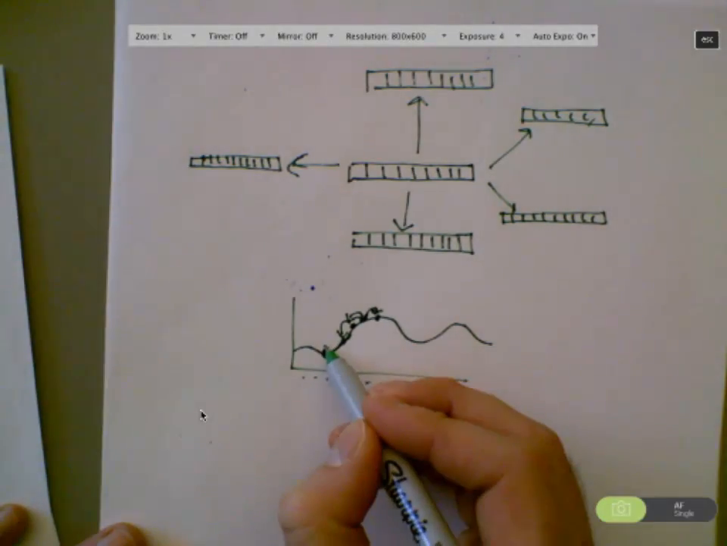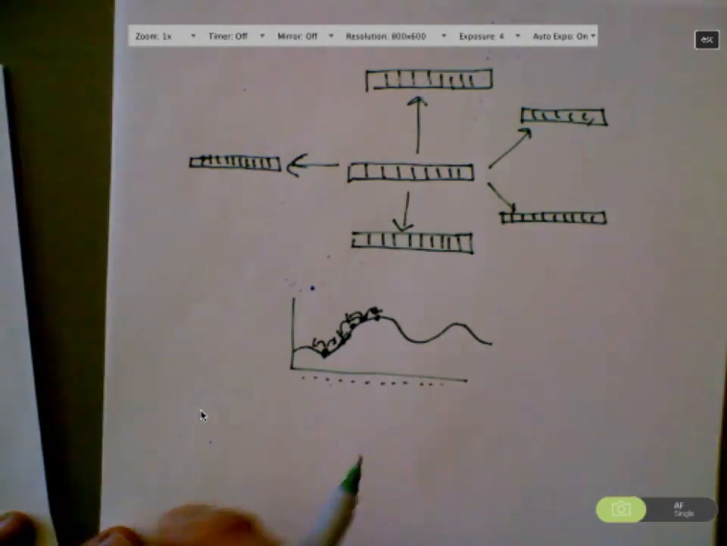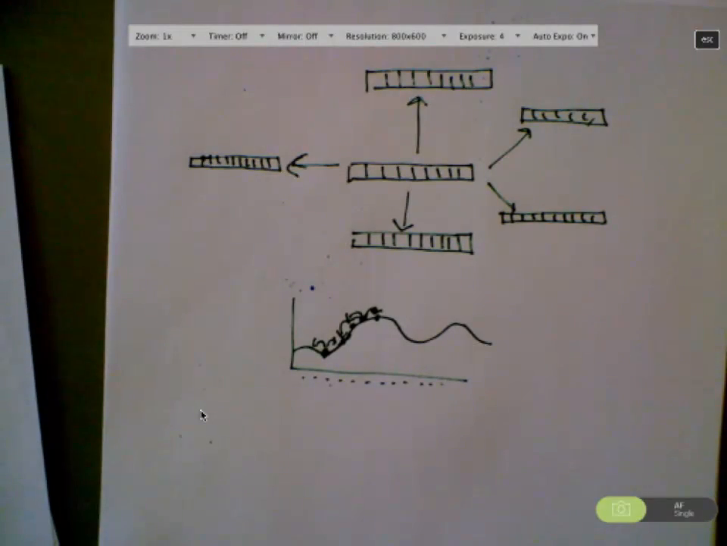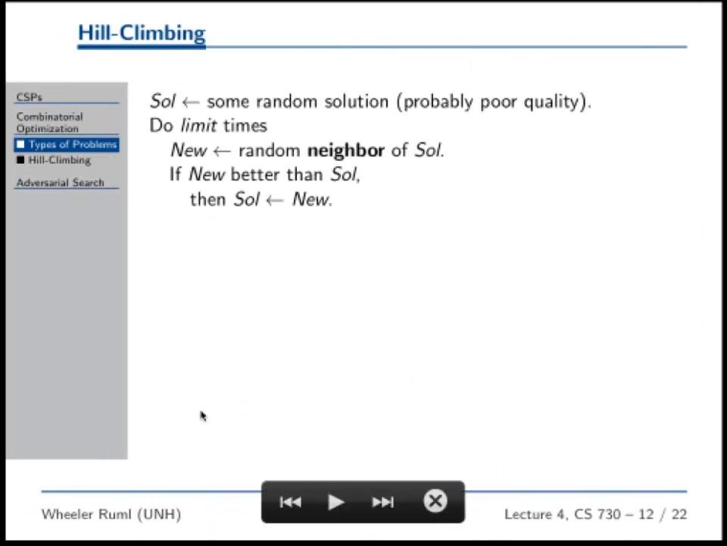Until I get down to here, and I check my neighbors, and oh no, all my neighbors are worse. That's called a local minimum here. I'm trying to minimize cost, but I can't think of a small change to make my solution any better. So these local improvement algorithms suffer from local minima. So there's a whole industry of people trying to come up with algorithms that can get out of local minima efficiently. And I list some of them on the next slide.